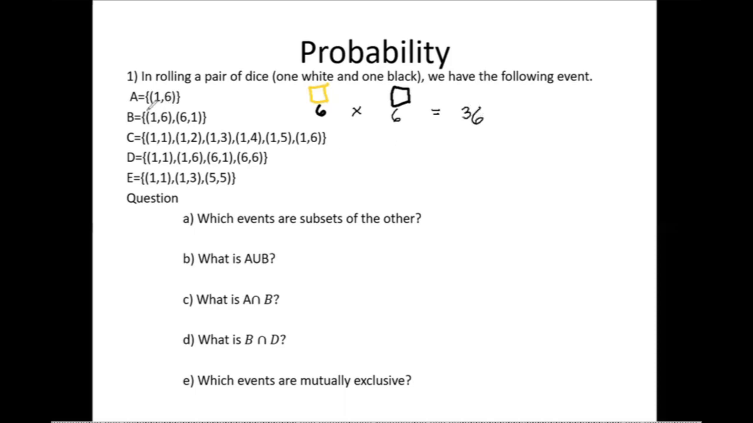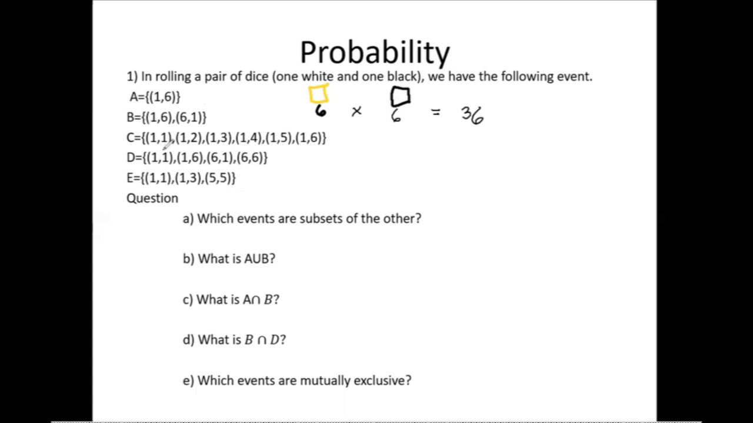Okay. So for set A, we have 1, 6. Set B, 1, 6 and 6, 1. Set C, 1, 1, 1, 2, 1, 3, 1, 4, 1, 5, and 1, 6. Set D, 1, 1, 1, 6, 6, 1, and 6, 6. And set E or event E, 1, 1, 1, 3, 5, 5. Question, what events are subset of others?